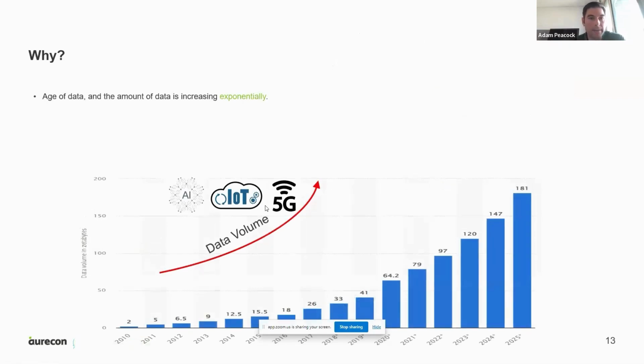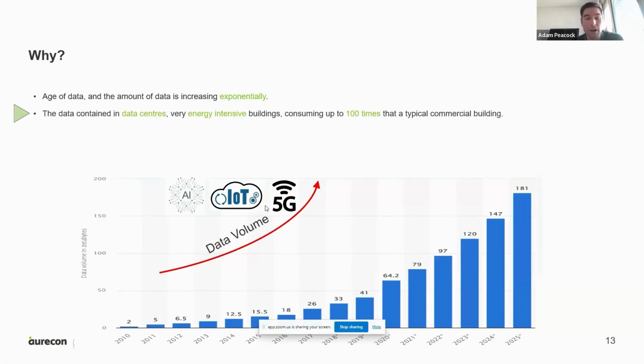We're also in an age of data. So the amount of data is increasing exponentially. We're seeing that with all the Netflix and all the streaming providers, all the cloud storage software, and now more recently with artificial intelligence. And that's expected to be the largest disruptor coming up. So the amount of data needs to exponentially increase. And this data is generally contained in data centers. And data centers are very carbon intensive buildings. They can consume up to 100 times the carbon of a typical commercial building.